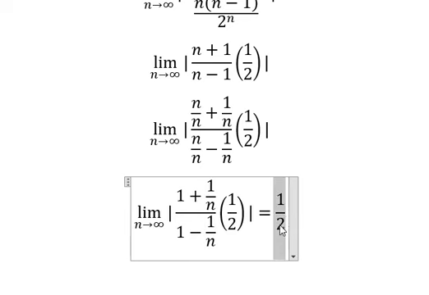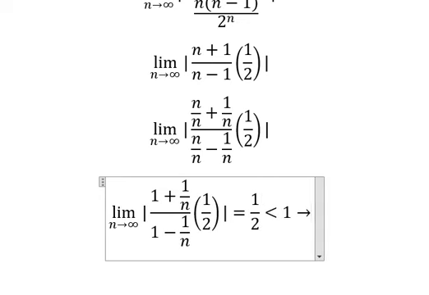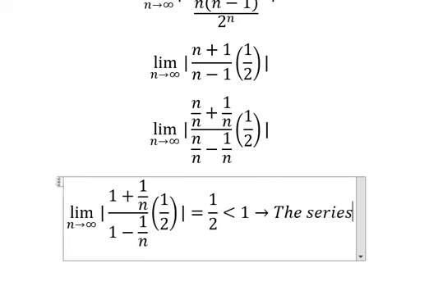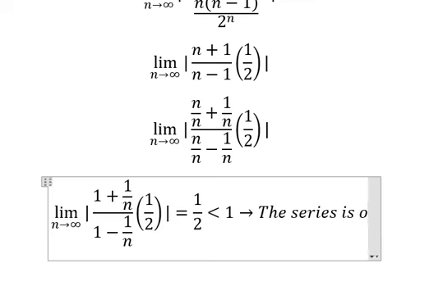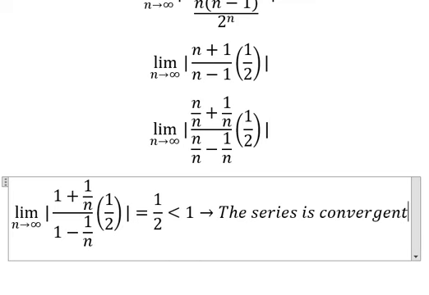And we know that 1 over 2 is smaller than number 1, and we can say that the series is convergent. This is the end.